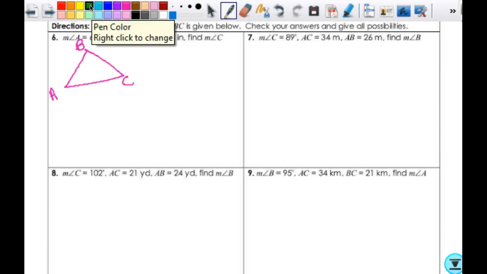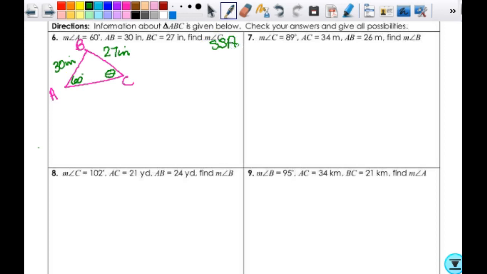So then it tells me that the measure of angle A is 60 degrees. So here's my 60 degrees. The length of AB is 30 inches. The length of BC is 27 inches. And I want to find the measure of angle C. So we'll put a theta there. All right, so this is your two sides and the non-included angle. So this is your side-side-angle situation, which tells you you use the law of sines. However, it's the ambiguous case, so you're going to have to check some things.